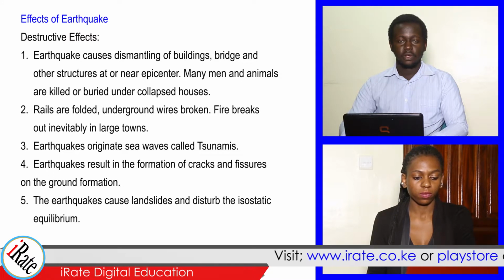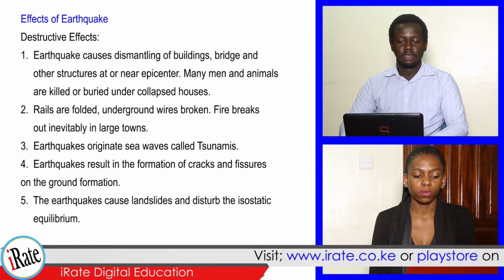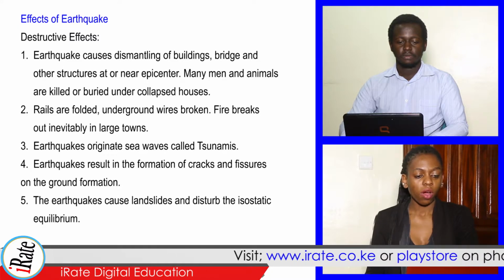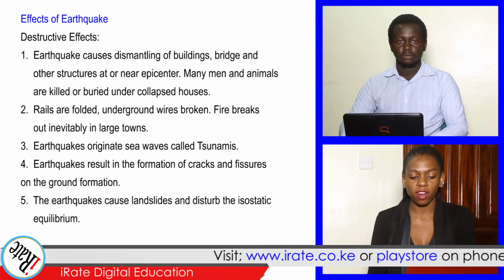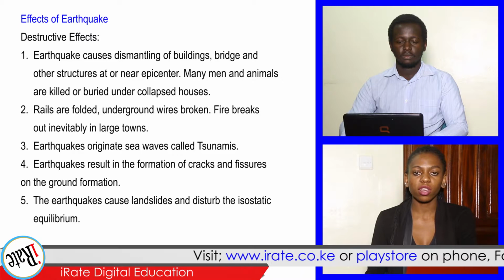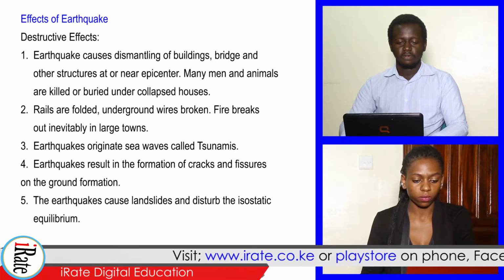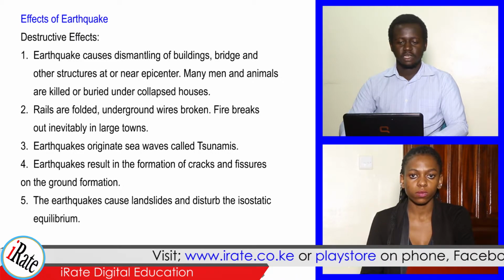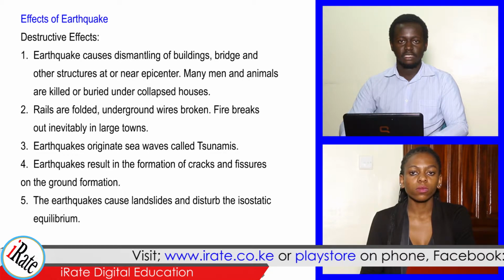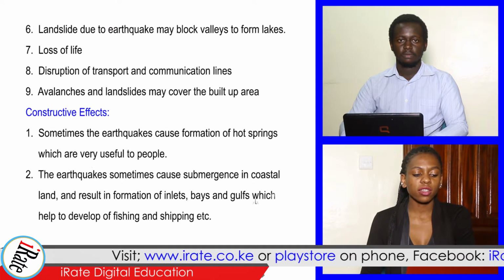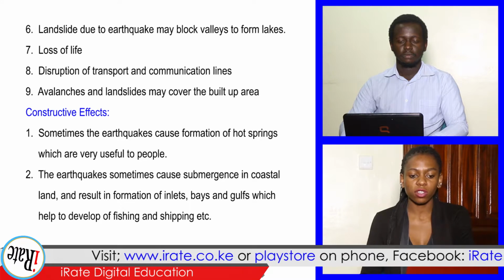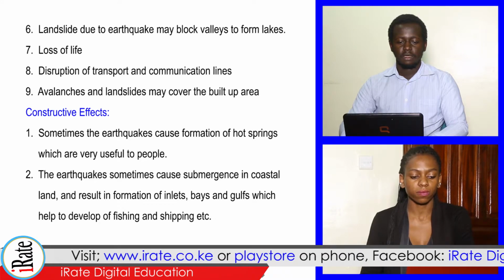3. Earthquakes originate sea waves called tsunamis. 4. Earthquakes result in the formation of cracks and fissures on the ground formation. 5. The earthquakes cause landslides and disturb the isostatic equilibrium. Landslide due to earthquake may block valleys to form lakes.